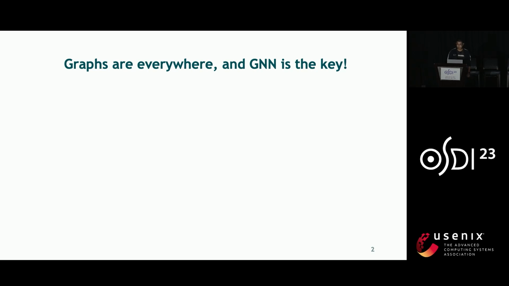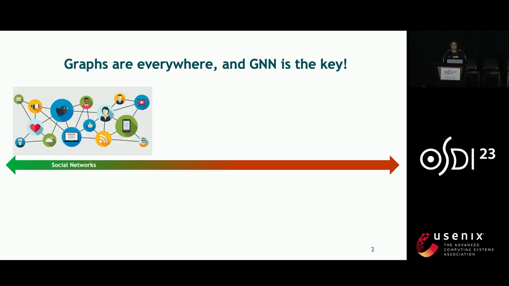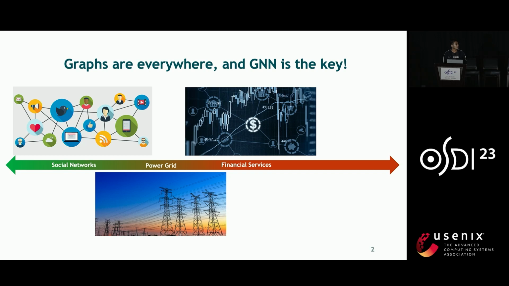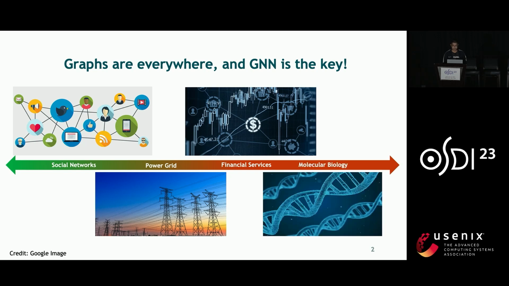Nowadays, graphs are everywhere, and GNN is the key to extract valuable information from graphs. We can easily find its appearance in a wide spectrum of applications, including the analysis of social networks, the control of power grids, fault detection in financial services, and molecular analysis in biology.